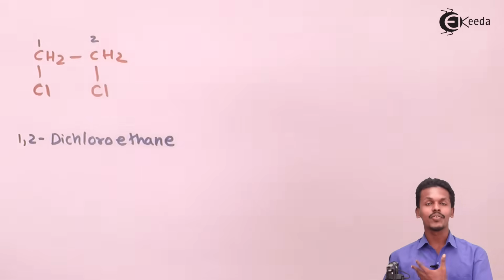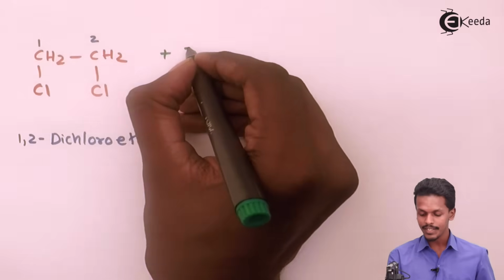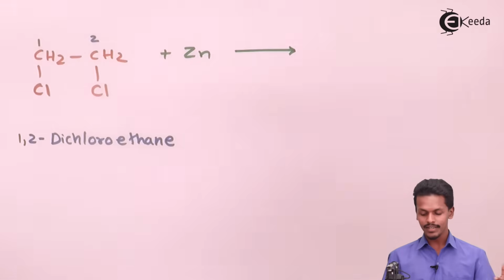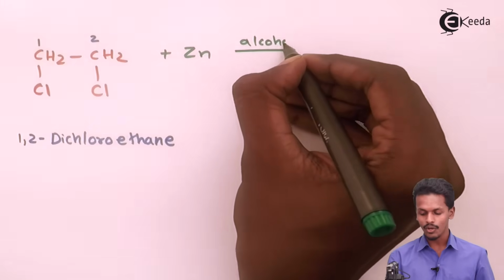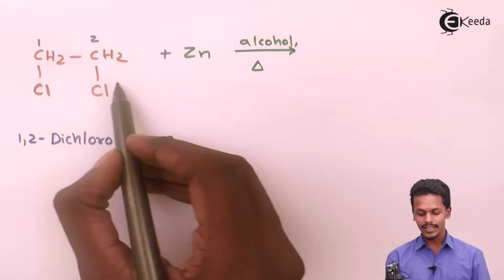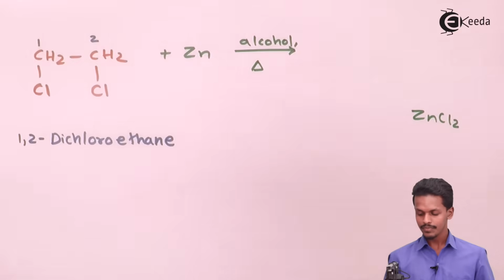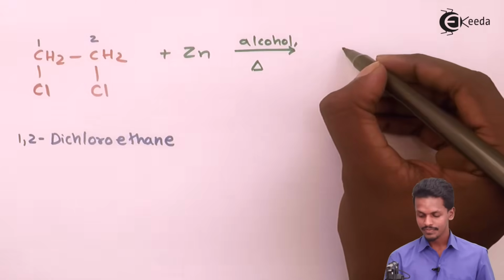And we have to convert this into an alkene. The thing we require is zinc, and zinc is a solid material, so we'll use it in presence of a solvent like alcohol, and we'll heat it. Obviously zinc will take away the two Cl in the form of ZnCl2, and the only thing left with us is CH2 single bond CH2.